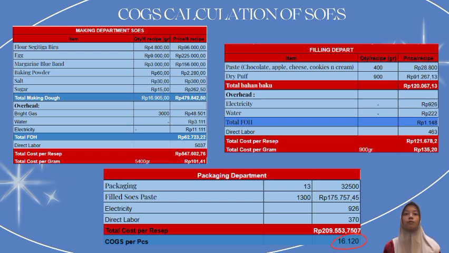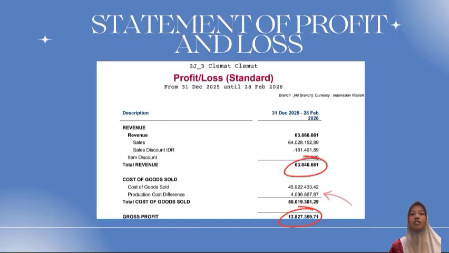Ideally, since stick was not produced, 100% of the overhead should have been reallocated entirely to SUS, which would have given us a more accurate cost per unit. This contributed to the appearance of a production cost difference of 4 million in our profit and loss report.